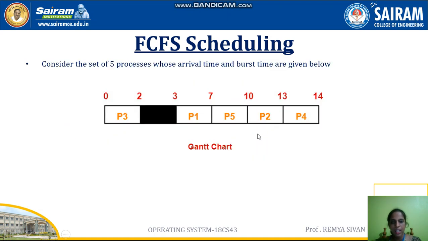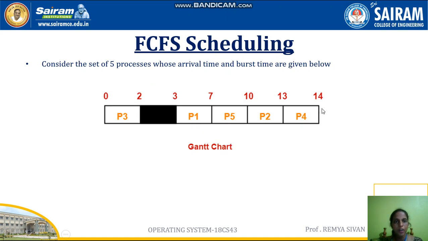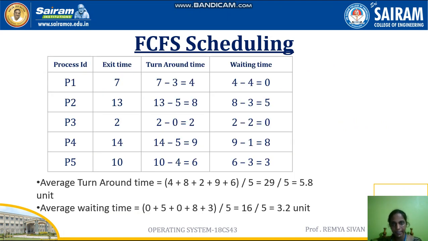Next P4 will start its execution. P4 required only 1 millisecond, so from 13 to 14 P4 will be executed. Now there is no other process to execute. So this is the Gantt chart. Next is to calculate the turnaround time and waiting time.